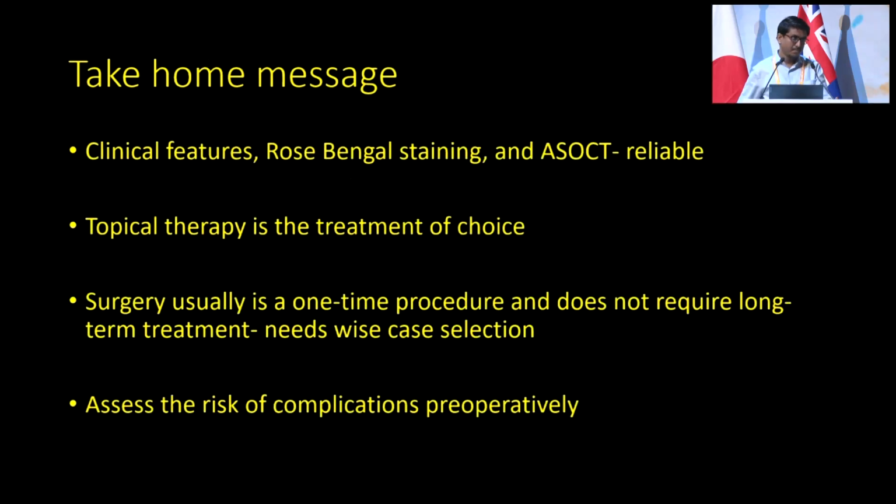Our take-home message from this presentation is that the clinical features of a lesion, rose Bengal staining and anterior segment OCT in the area of interest are all reliable methods to come to a diagnosis of OSSN when such a lesion presents to us. Topical therapy is usually the treatment of choice. Surgery is a one-time procedure which does not require long-term treatment. However, wise selection of a case is imperative in such cases. It is also important to assess the risk of any post-surgical complications pre-operatively.